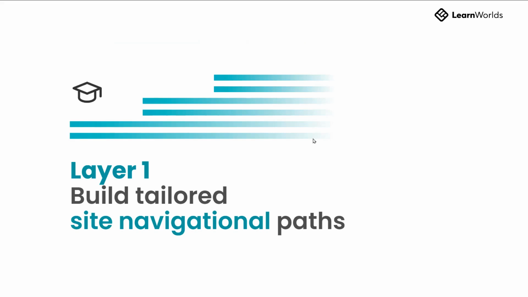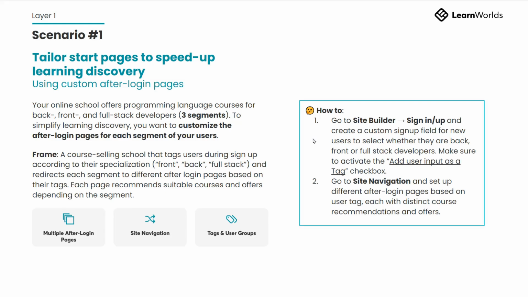And let's start. Layer 1 is building tailored site navigation paths. Let's see how we can do that. All right, now many online schools cater to large and diverse audiences who have different needs and interests. Sometimes it can be difficult to ensure that users don't get lost in a sea of irrelevant messages and course offerings. Of course, this can be solved by providing users with pages that specifically serve their own interests.